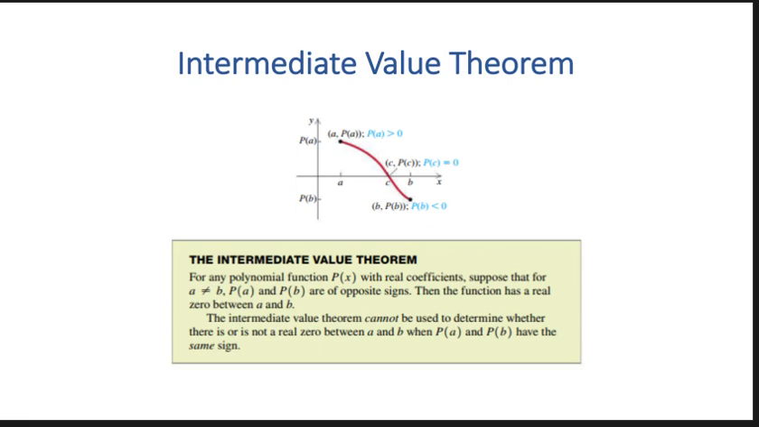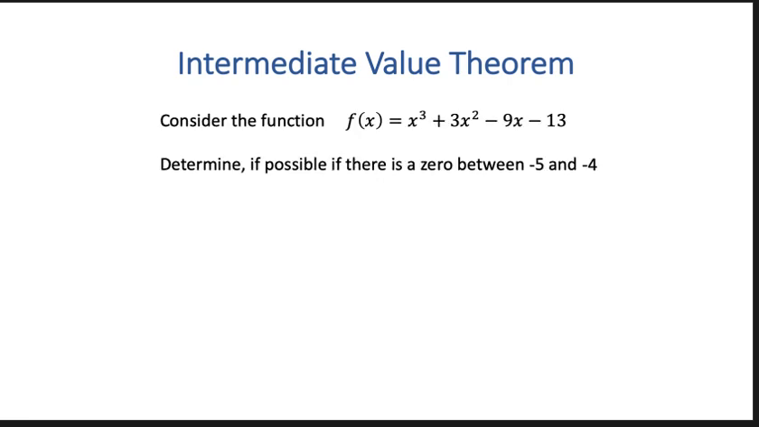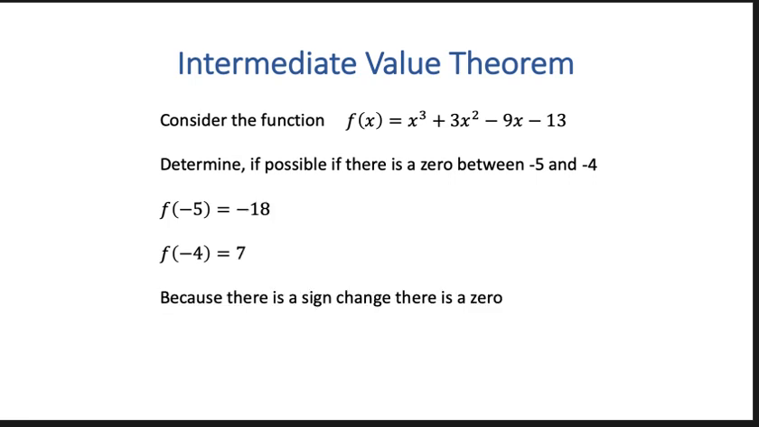So let's look at an example. Consider the function f of x equals x cubed plus 3x squared minus 9x minus 13. Determine, if possible, if there is a 0 between negative 5 and negative 4. To do this using the intermediate value theorem, I have to know what f of negative 5 is and f of negative 4 is. Go ahead and plug those into the equations. Pause the video if you need to. And you should get as your answers negative 18 and positive 7.